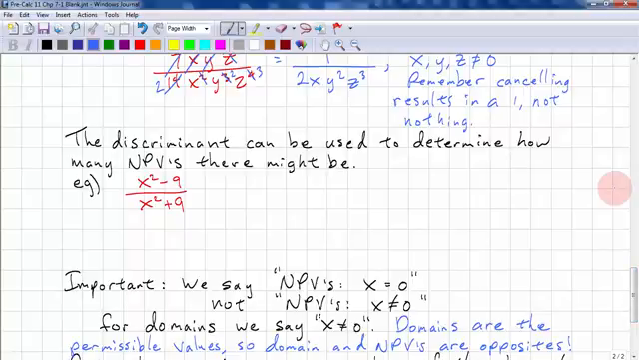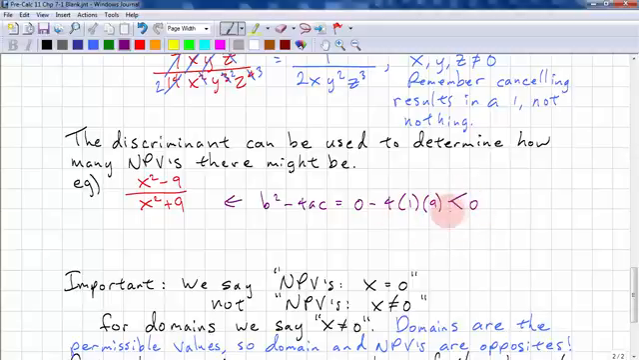The discriminant can also be used to determine how many NPVs there might be. So here's an example. Let's look at the denominator. B squared minus 4AC equals 0 minus 4 times 1 times 9. And this is less than 0. We don't care about the value. This is minus 36, but we just care that it's less than 0. So there's no zeros. Therefore, no NPVs. And this symbol is therefore.